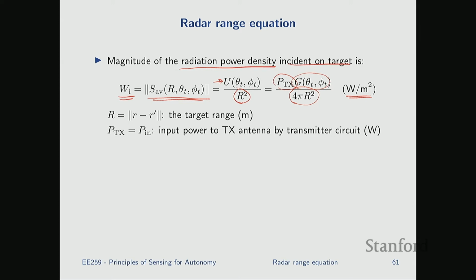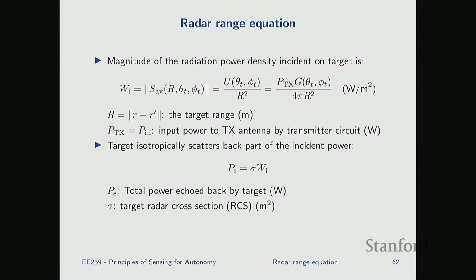Okay, now the target is going to echo back some of this power, not all of it, but some of it is going to get echoed back. And the amount of power that is getting echoed back, that P_S, is some constant sigma times the incident power density. So this P_S now has units of watts. It's the total power that the target echoes back. And this sigma is called the target radar cross-section, or RCS. It's a very famous term in radar. And it has units of area, meters squared. And it effectively tells you how much power the target will echo back.